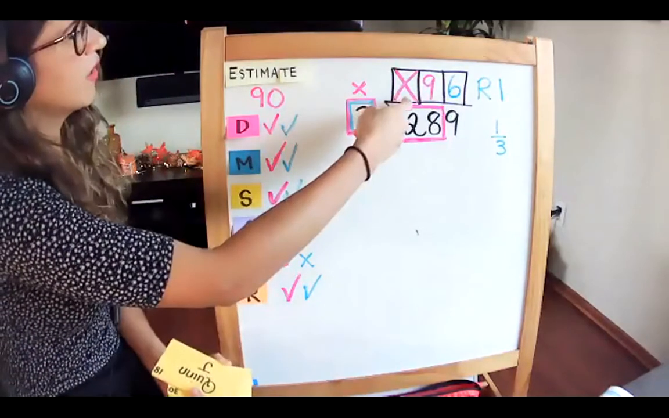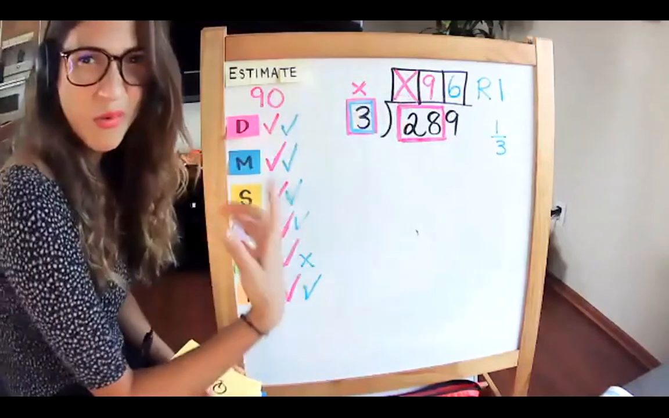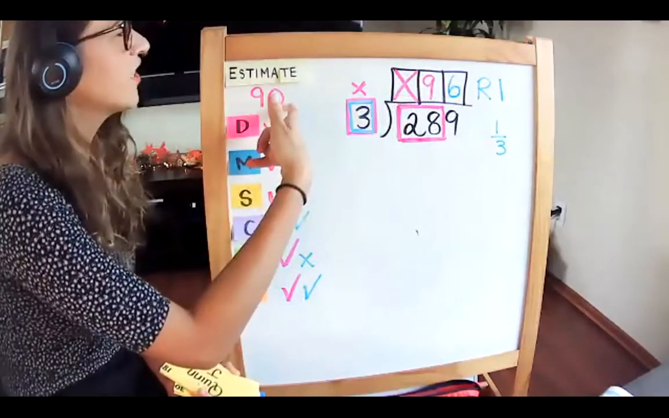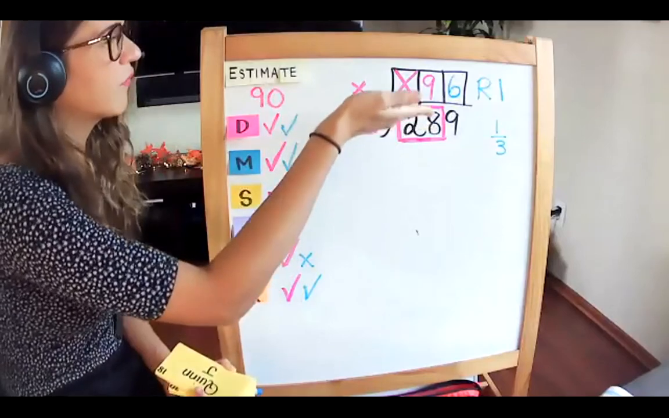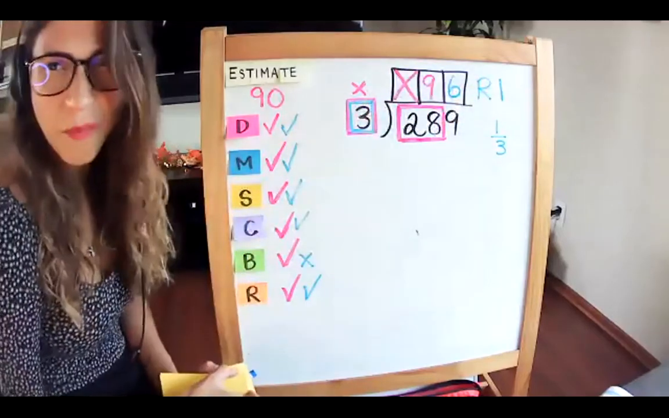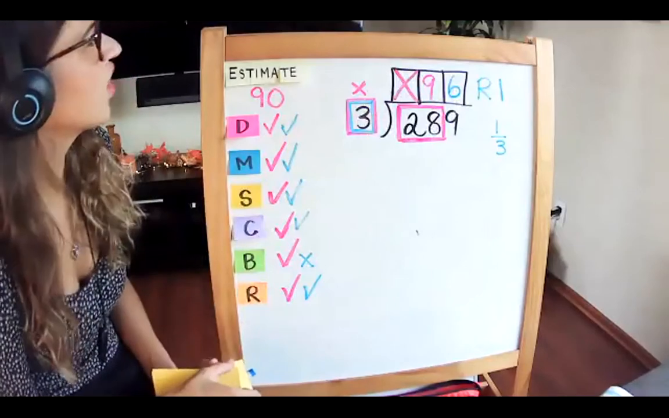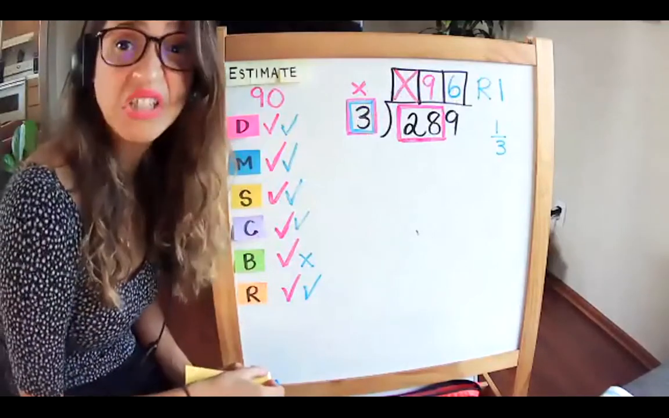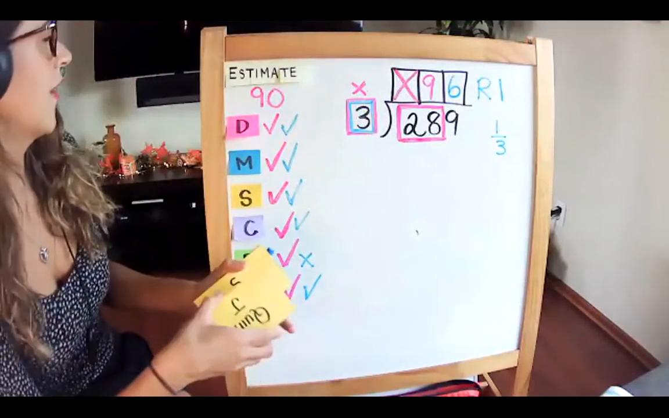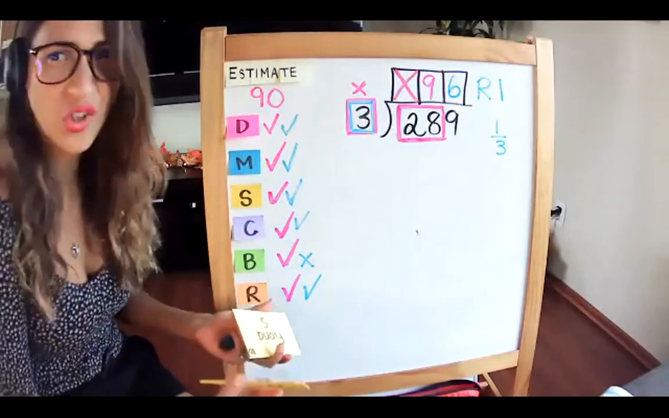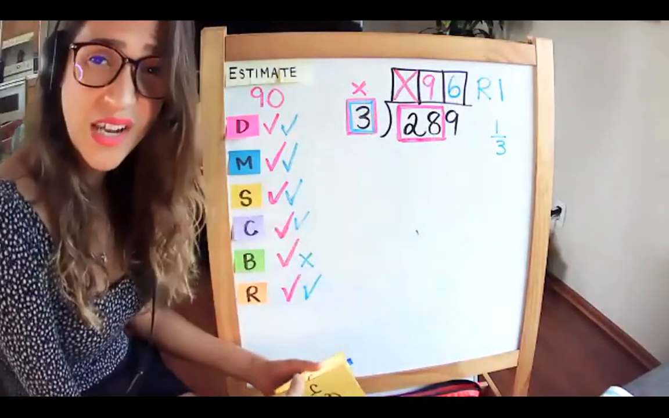When we say something is reasonable, we're comparing it to our estimate. Our estimate was 90, and you're absolutely correct, Fiona. It's only 6 away from our original estimate, which means that our actual quotient makes sense. It's reasonable. Beautiful. All right, so our next step is to check it using the inverse operation.